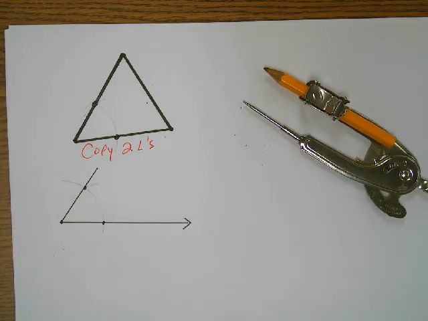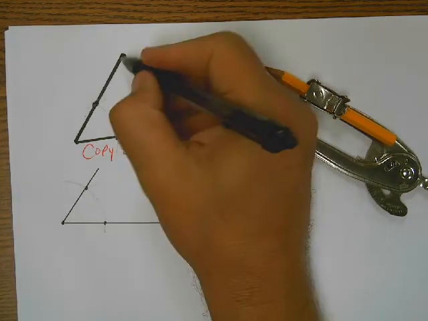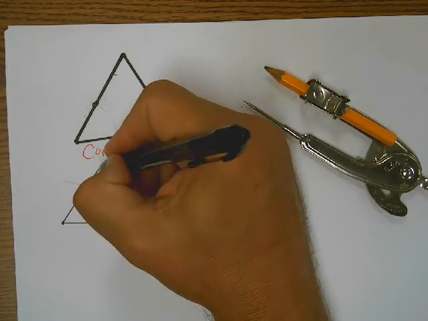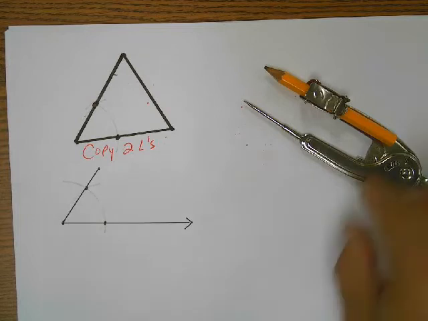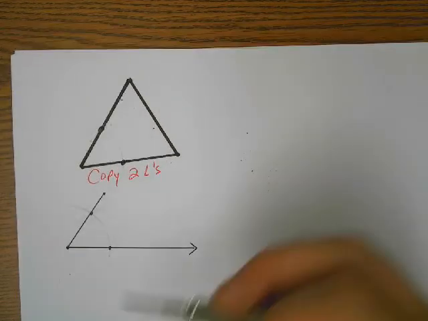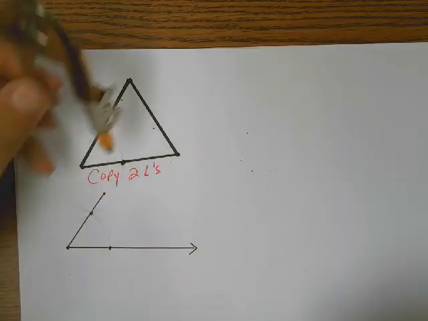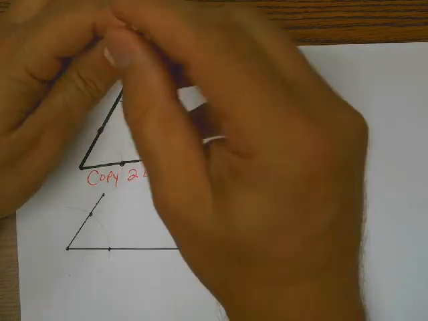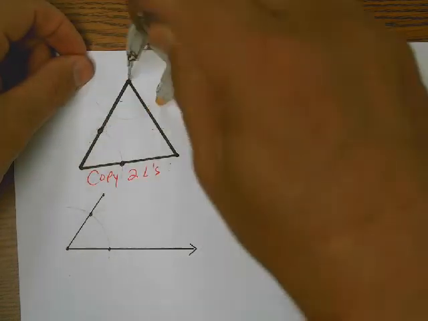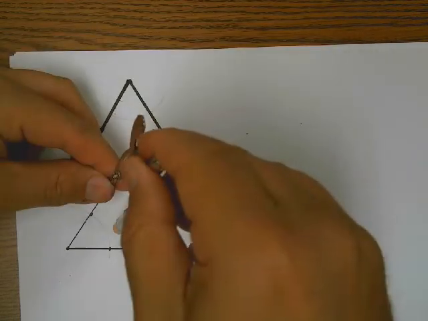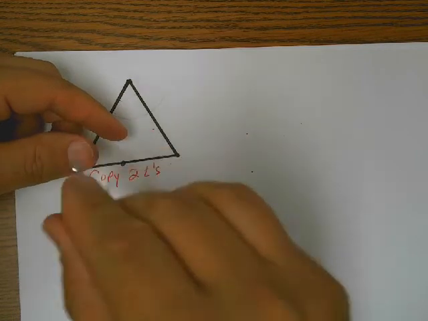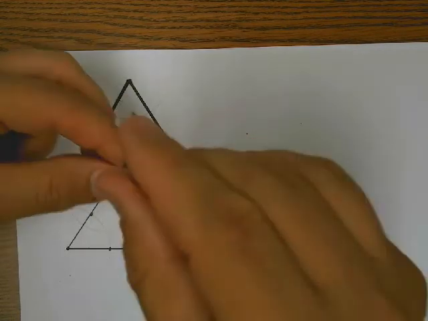Now, I'm going to go ahead and copy this angle right here. I'm going to do it right here. Here we go. I enjoy this stuff. Make a big arc. Do the exact same thing here. Big arc. Don't let the compass move on you. If you think the compass moved on you, just go back and do it again.